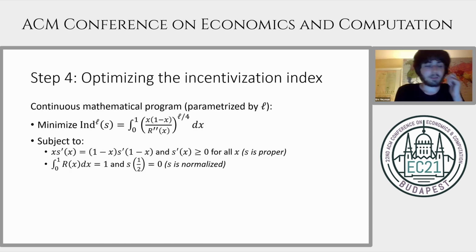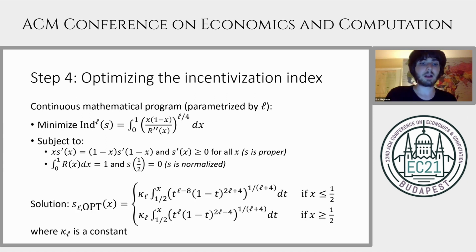And the question that I promised an answer to is which scoring rule is best at incentivizing precision? So we can formally ask, what is the normalized proper scoring rule that minimizes the ELF power incentivization index? This is a continuous mathematical program, and we can solve it. And this is the expression that we get. Now, this isn't the nicest expression I've ever seen, but to me, it's remarkable that this question even has a closed form answer at all.